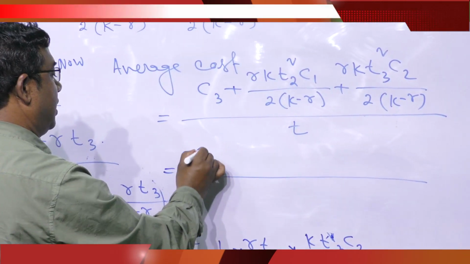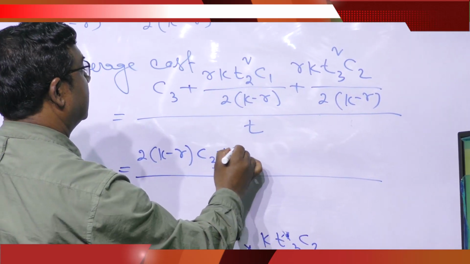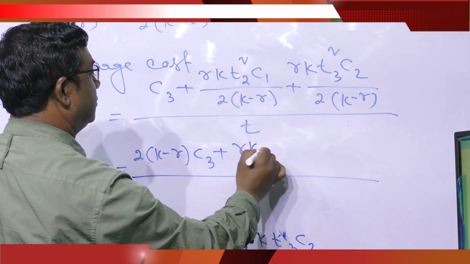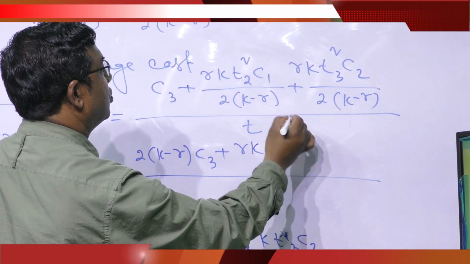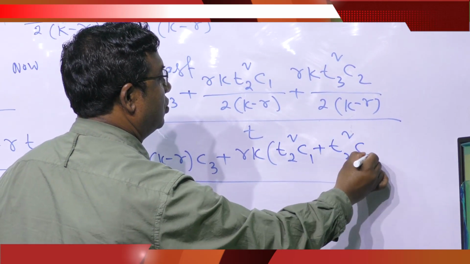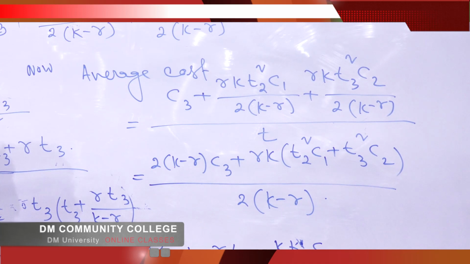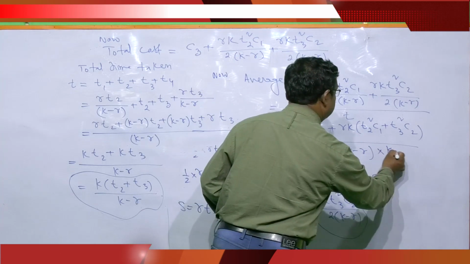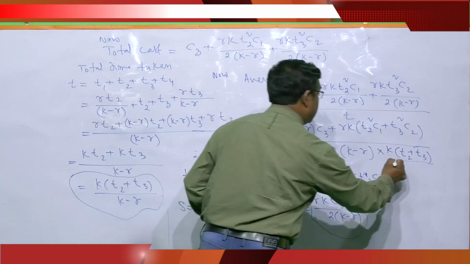So twice (K minus R) C3 plus this is R K (T2 square C1 plus T3 square C2) by 2(K minus R), divided by T. T is K (T2 plus T3) divided by (K minus R).